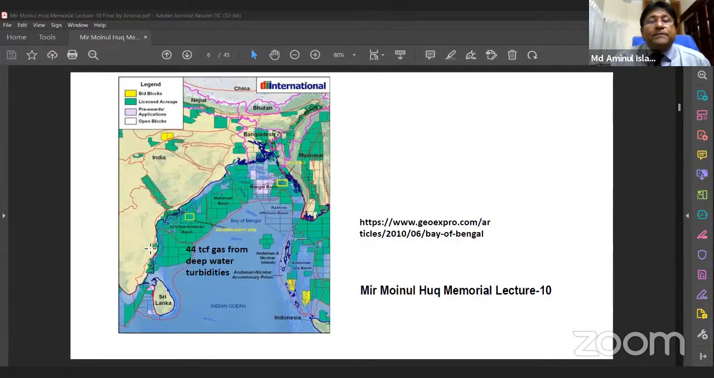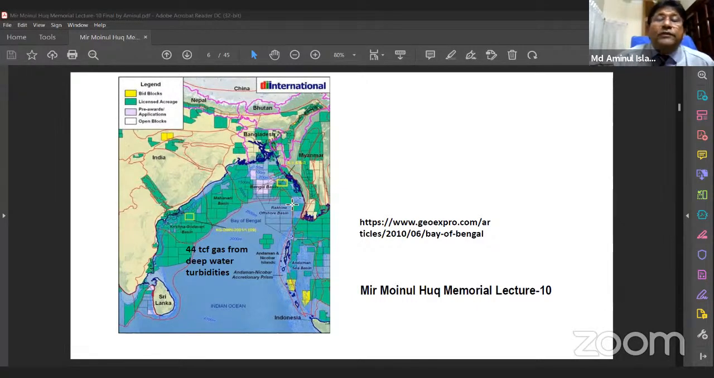You can see the greater aspect of Bengal Basin. Here is Bangladesh Bengal Basin. On the west part of the Bay of Bengal, there are Indian basins called Krishna Godavari Basin and Mahanadi Basin. On the other side, there's the Rakhine Basin. On the Indian part, they have already discovered 44 TCF gas from deep water turbidites. In the Rakhine part, they have discovered around 13 to 14 TCF, and the total discovery within their offshore area is about 20 TCF. What about us? We have only one field, Changu field. Production has probably stopped, and Kutubdia is not producing. So that is our exploration actually.